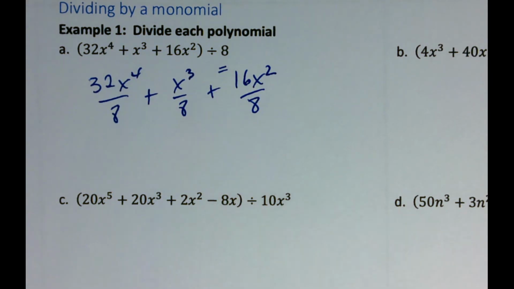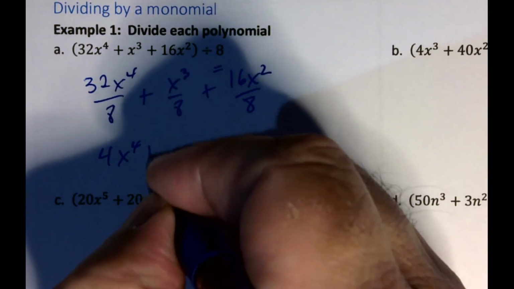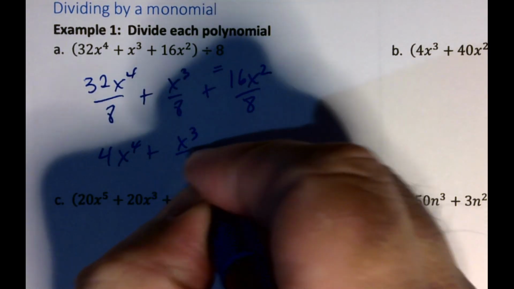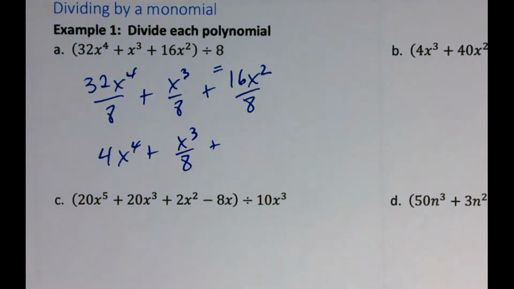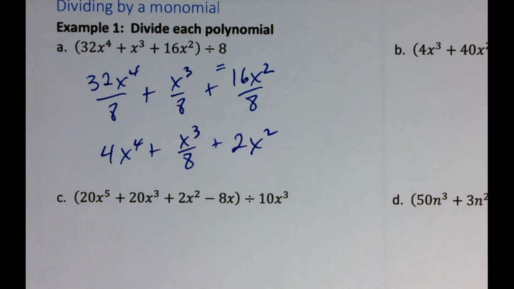So 32 over 8, that's 4. X cubed over 8, that doesn't really simplify, so we leave it like that. And 16 over 8 is 2, so it's 2x squared. That's it. That's the answer. That's all we're doing.